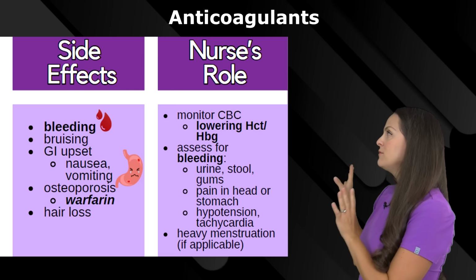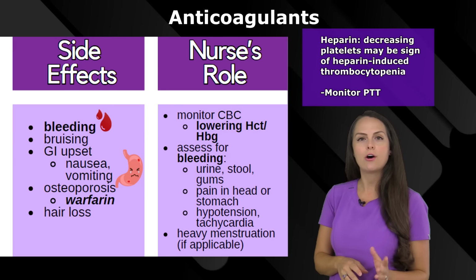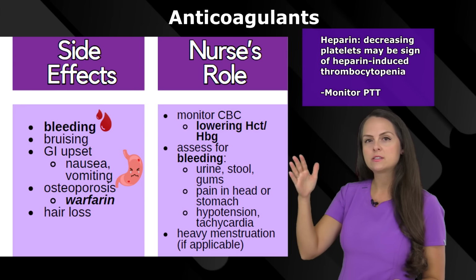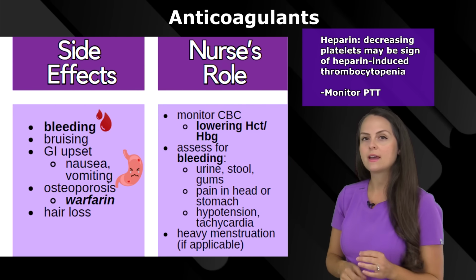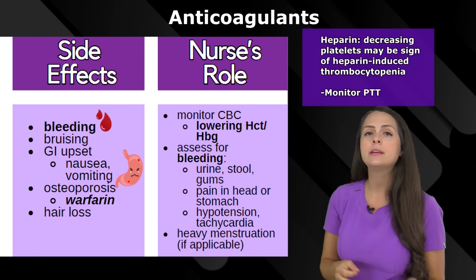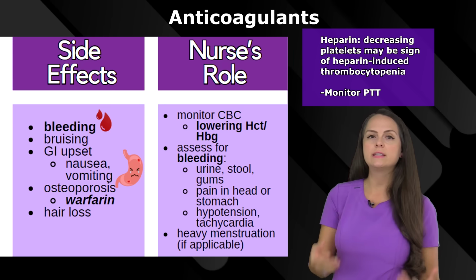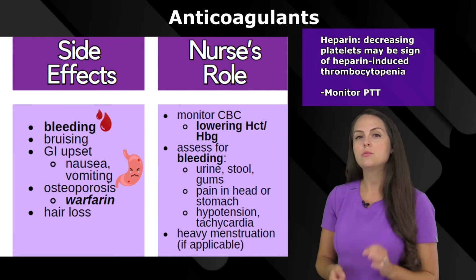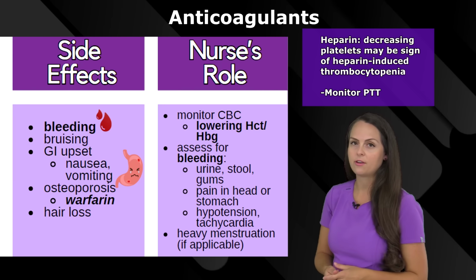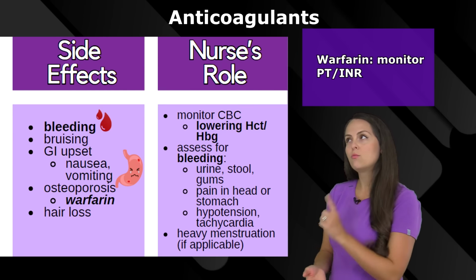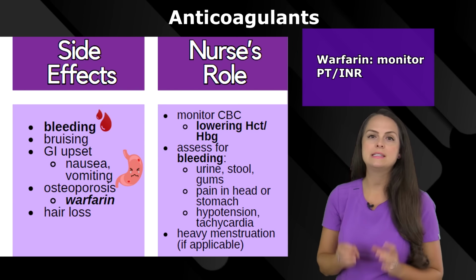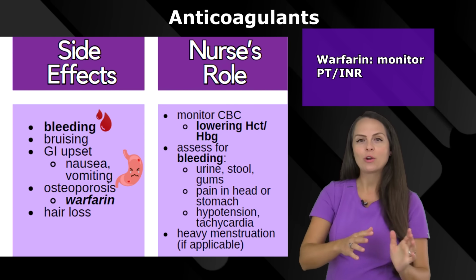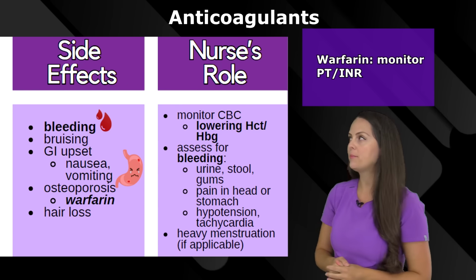In addition, if your patient is taking heparin, you want to also look at the platelet level on that CBC. And make sure that those platelets aren't just trending downward, because it could mean that your patient has heparin-induced thrombocytopenia, which could lead to them actually having an increase in coagulation. Plus, you want to monitor the PTT level as well. And then on the flip side, with warfarin, you want to monitor the PT-INR level. So heparin is PTT level and warfarin is PT-INR level.